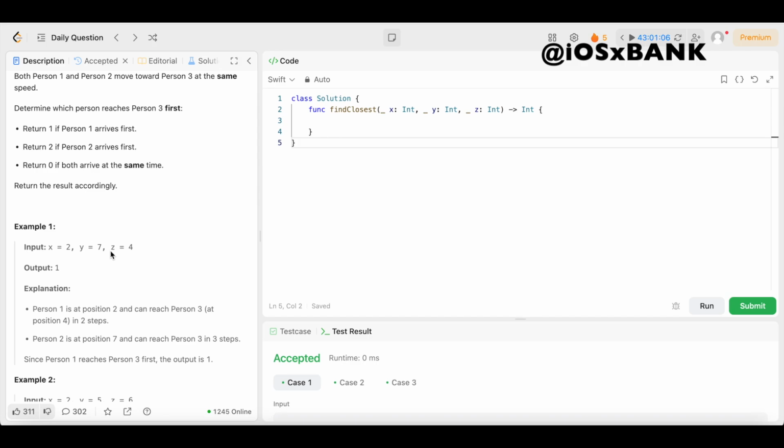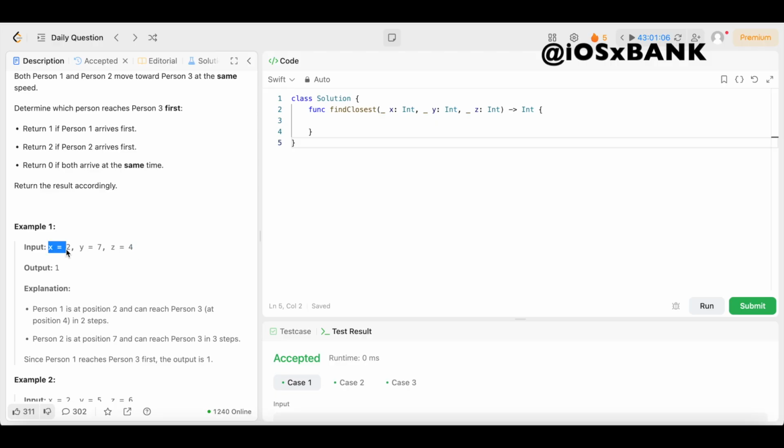Because if we subtract 4 from 7, that's going to give us 3. But we're actually going to be working with the absolute value. So let's do it like this. Say we subtract 7 from 4, that's going to give us -3. The absolute value of that is 3. That means that person 2 is 3 steps away from person 3.